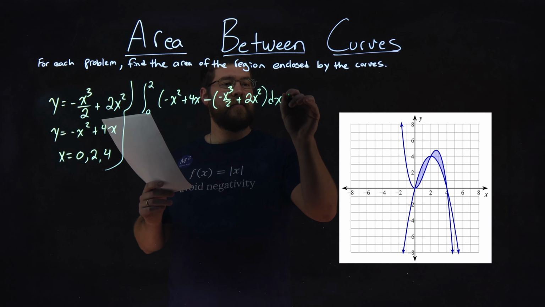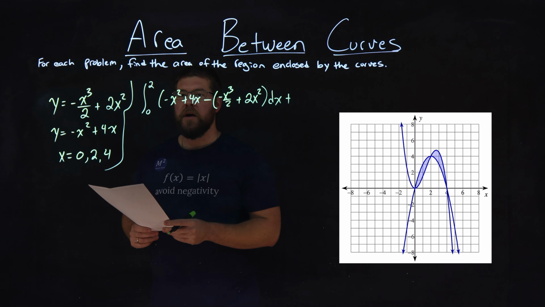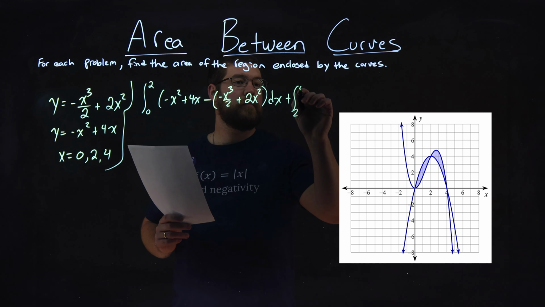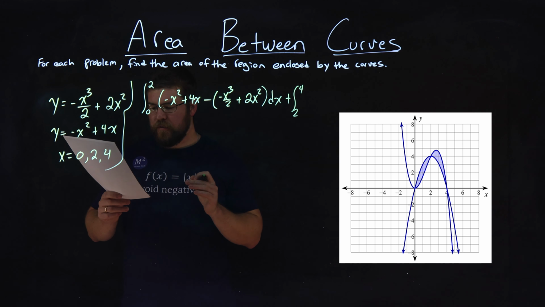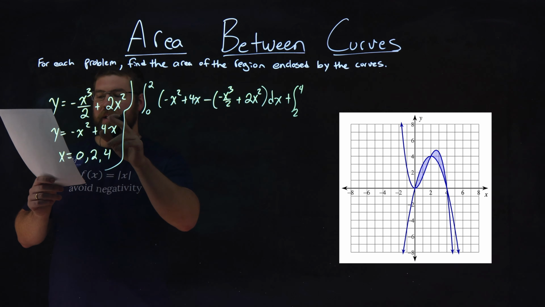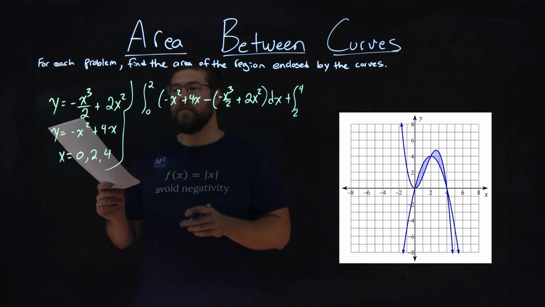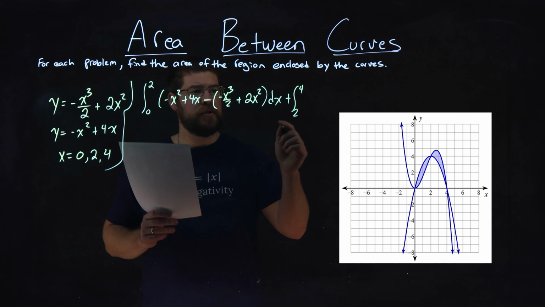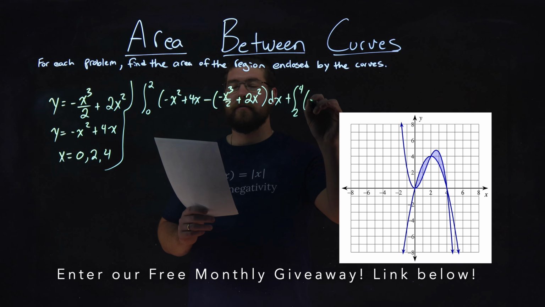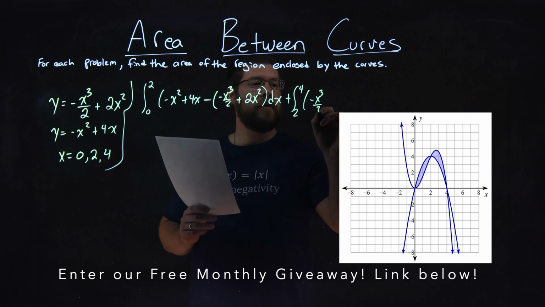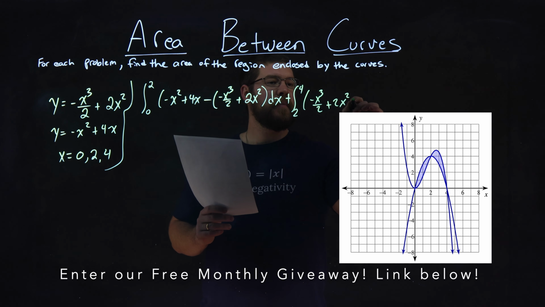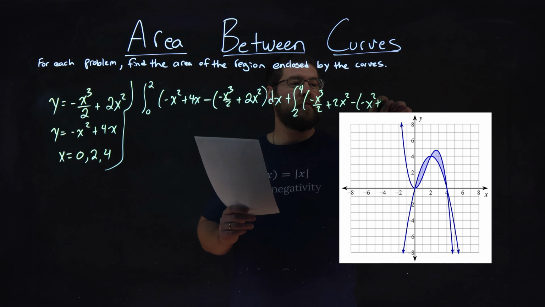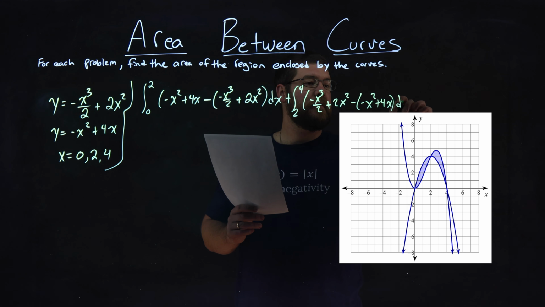Then we want to add the second integral to it. The second part is from 2 to 4. And this time, between that interval, the negative x to the third over 2 plus 2x squared is on top. It's the higher equation there. So we write that first. We have negative x to the third over 2 plus 2x squared minus this other equation, negative x squared plus 4x, dx.